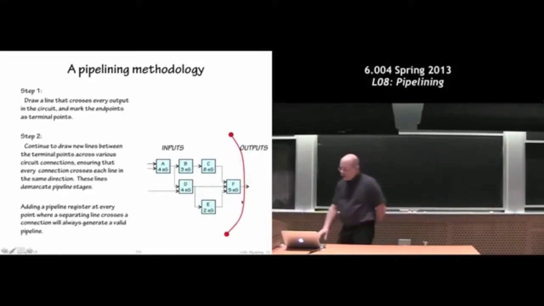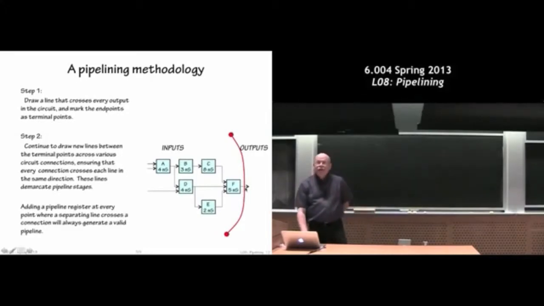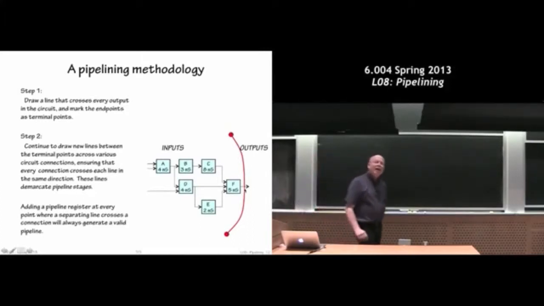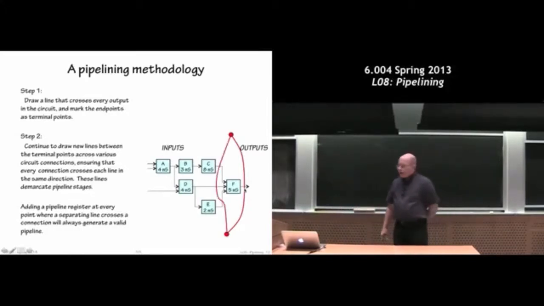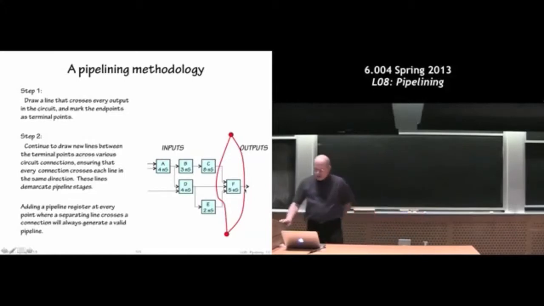And wherever the arc crosses one of these arrows, that's information that's flowing on a wire from one output to the downstream inputs, we're going to put a register there. So the way we make this one pipeline is we draw one arc, and we put a register at the intersection of the red arc and the black signal wire. Everybody happy with that?